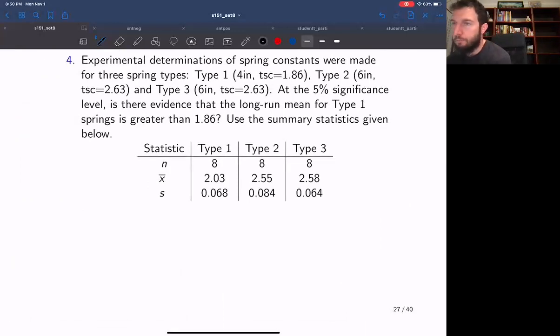Experimental determinations of spring constants were made for 3 types of springs: type 1, type 2, type 3. At the 5% significance level, is there evidence that the long run mean for type 1 springs is greater than 1.86? Use the table below. All right, so we want to test if the long run mean is greater than 1.86, and we're using these values shown below. Okay, so assumptions.